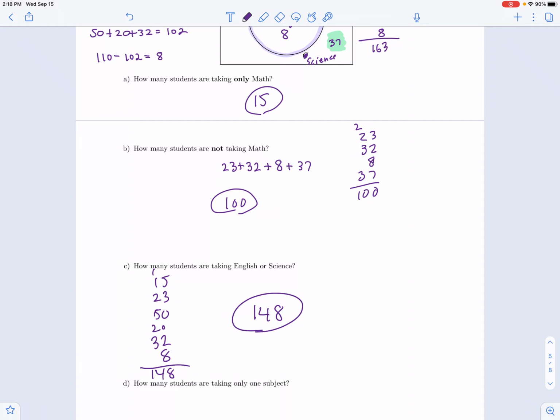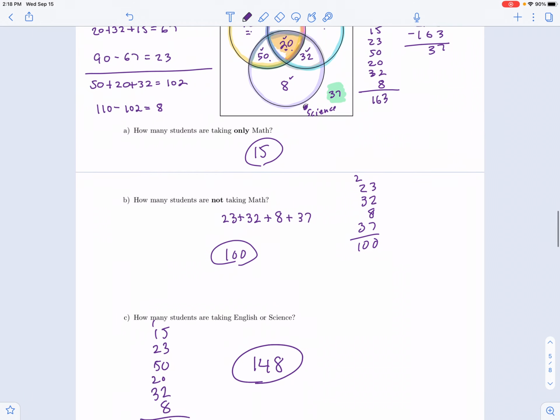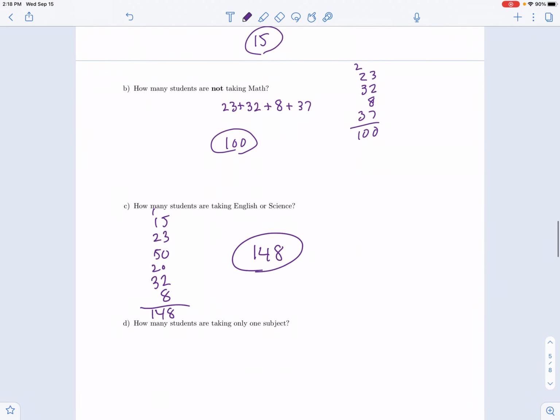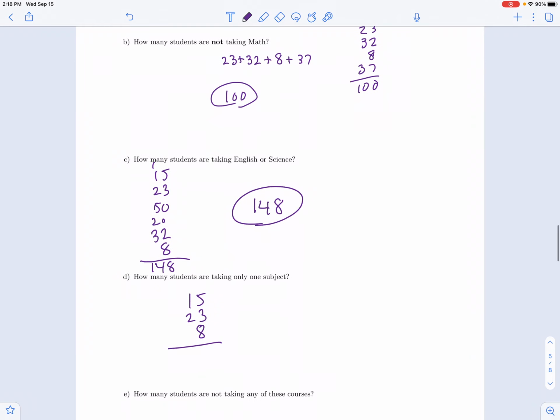All right, so for D, it's asking how many students are taking only one subject. So that's just going to be the ones on the outside in this case, the people that are either just taking math, just taking English, or just taking science. So in this case, we want to add up the 15, the 23, and the 8. 8 and 8, 16, 2, 3, 4, so 46. So it looks like 46 students total are taking just one subject.